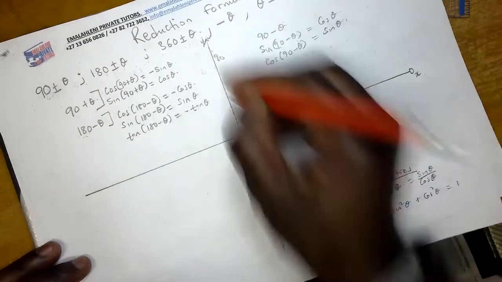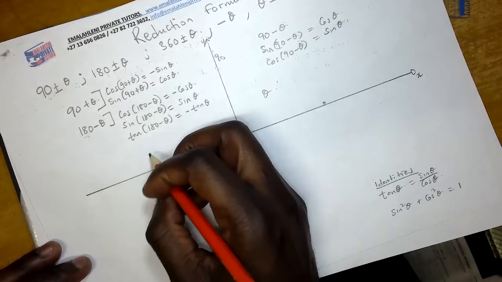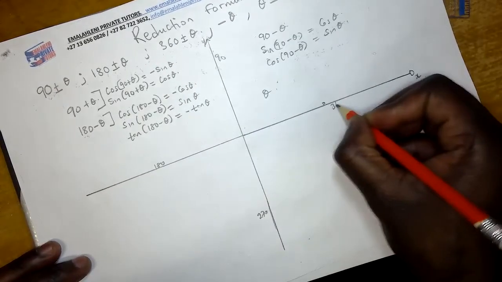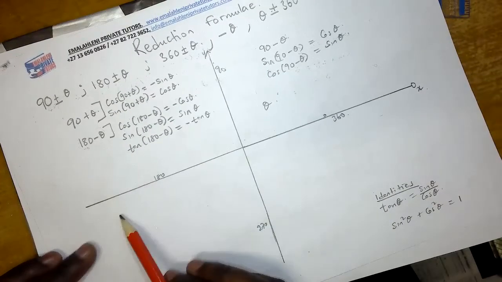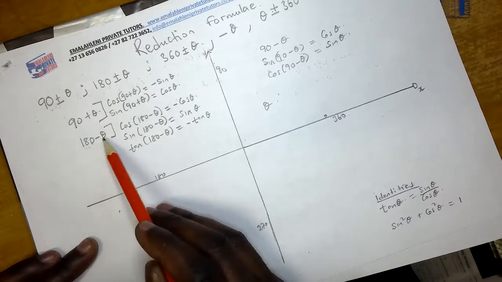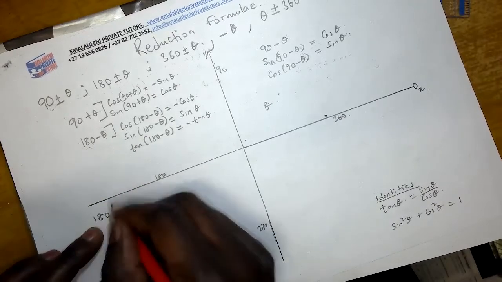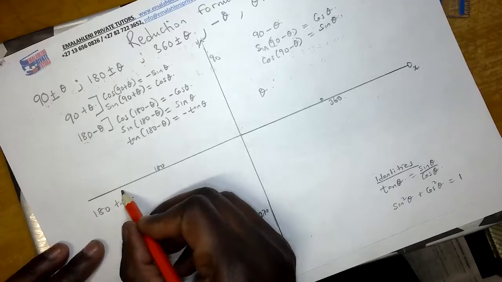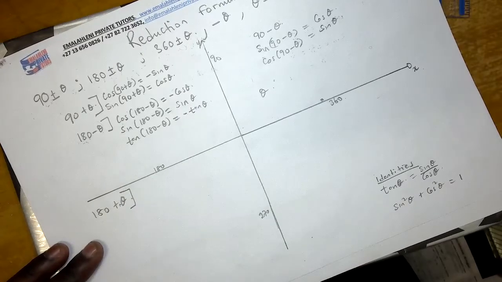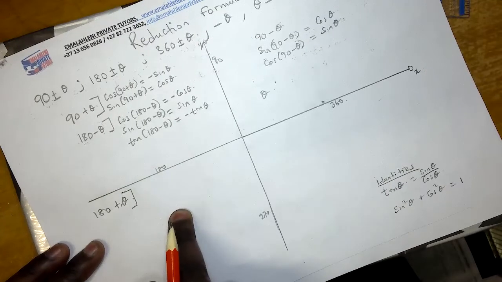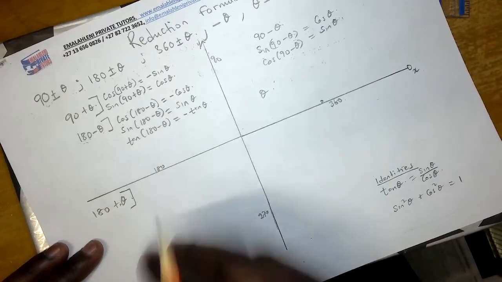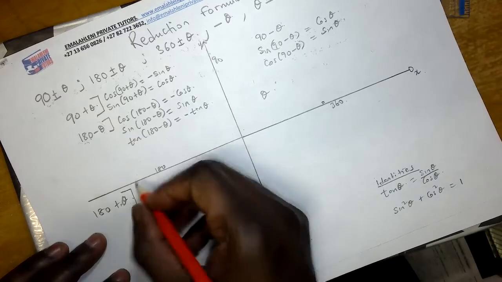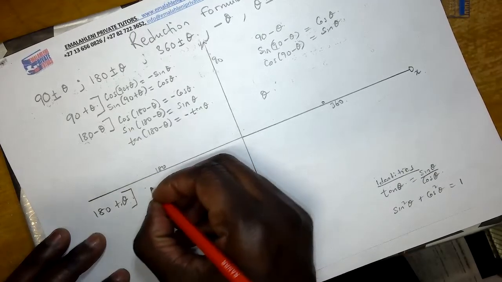Remember, 180, then 270, and 360, always. Now, let's check what is in here: 180 plus theta. In here, we find that your sine is negative, and your cos is negative here. Only tan is positive. Now, what do we know? This is just going to give us negative, whatever it is.